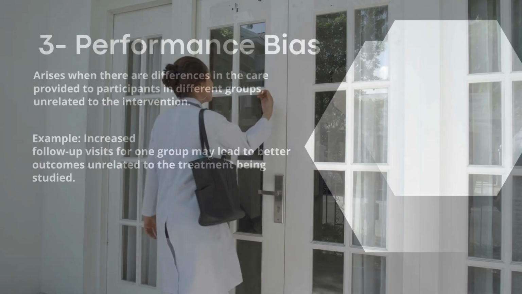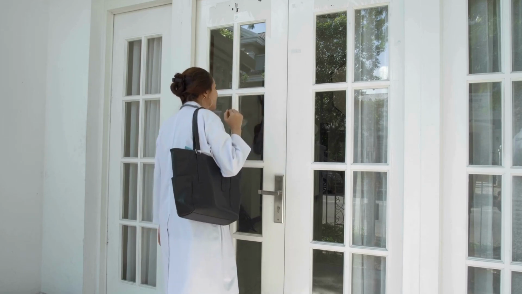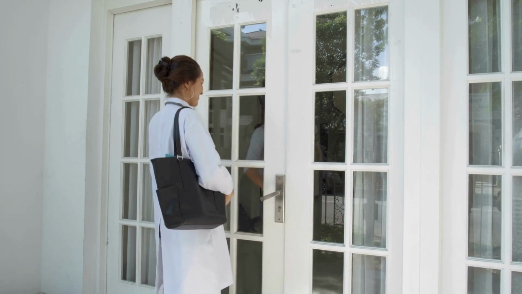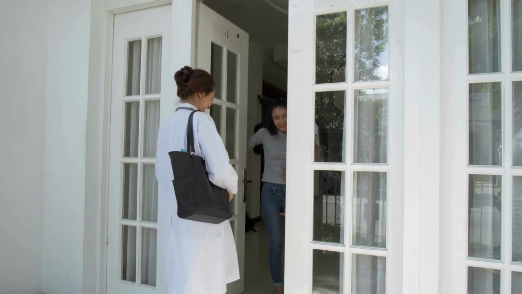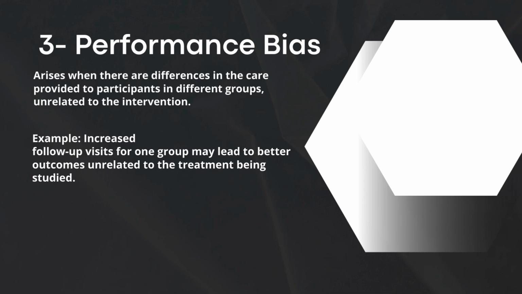For example, in controlled trials, participants in the treatment group might receive more frequent follow up visits or better overall care, and this could lead to improved outcomes unrelated to the treatment itself. So, this is called the performance bias. We have here to consider again two important points.